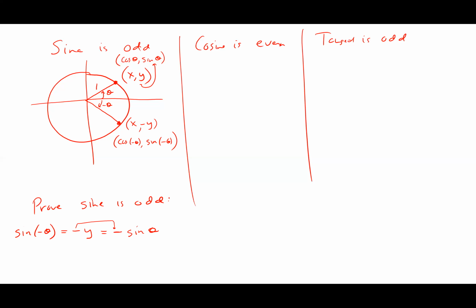Boom, okay, so now we know what this means too. Whenever you have a negative angle, what we can do is put a negative outside of sine and use the positive angle. So an example real quickly here: sine of negative 30 degrees.